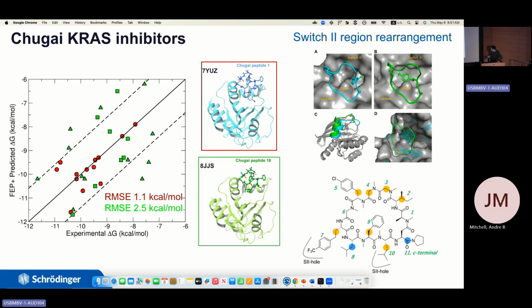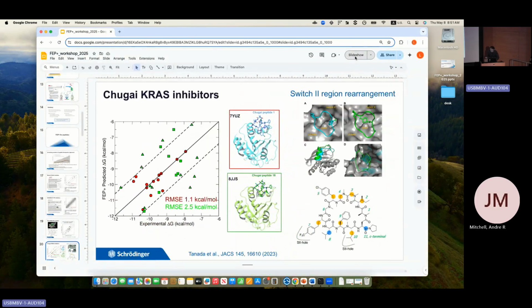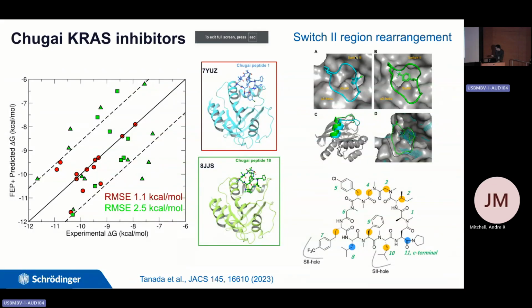FEP+ performance for the first subseries is pretty good, but the second one is suboptimal. And this kind of system is most challenging because it's very likely that some of the side chain modifications can also push the pocket to rearrange into a different conformation that has not been observed in experiment yet. So we are in the process of combining FEP with protein reorganization FEP to predict such conformational changes in the binding pocket and to calculate the penalty associated with the conformation change of the protein.